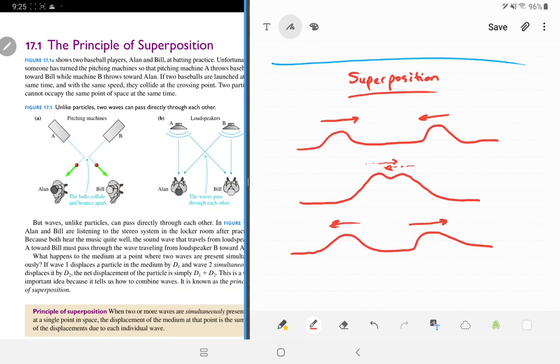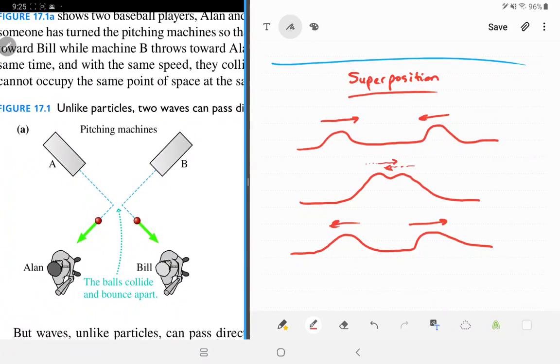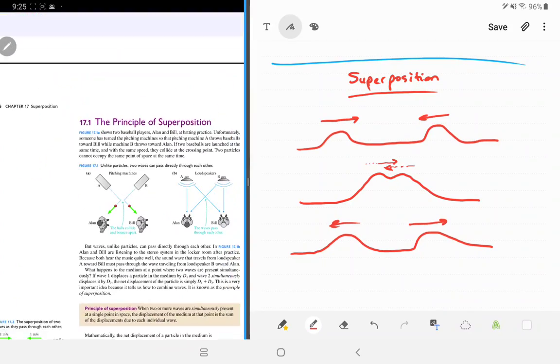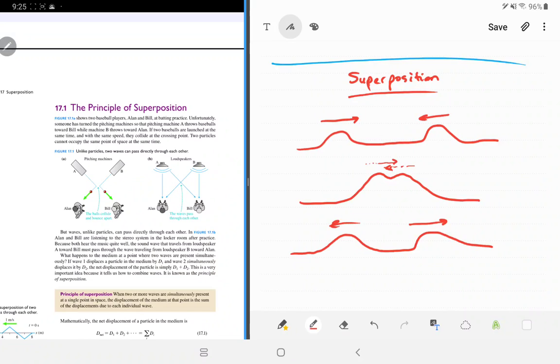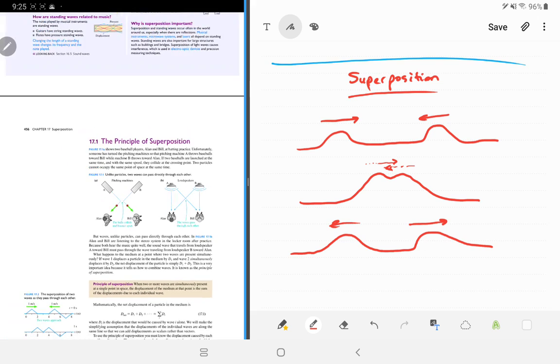Your book makes the point that this is very different from particles. Figure 17.1: unlike particles, two waves can pass directly through each other. You would not at all expect two balls to just pass through each other and not talk to each other, but that is what happens with waves. And it's surprising because it's still particles that are moving, particles that comprise the rope, but the overall effect is for them to just pass through each other.